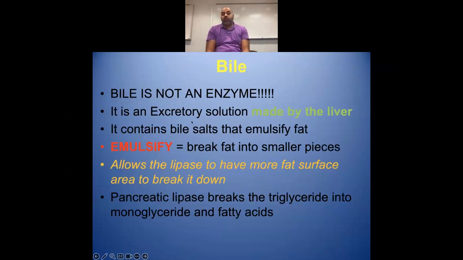Bile is not an enzyme. Okay? It's made up from these different bile salts, these different components. It's really a soap when it comes down to it. Emulsification just means to break down the fat into smaller pieces. And the whole purpose is to give lipase more contact points. And we're breaking down into a monoglyceride and 2 fatty acid tails so we can absorb it.